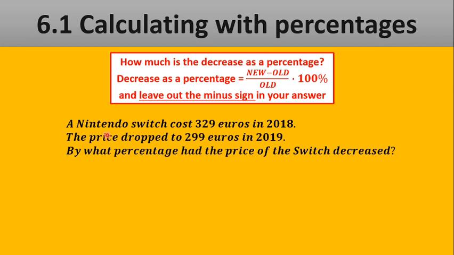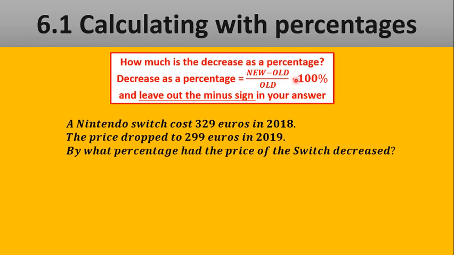Let's say the Nintendo Switch cost 329 euros in 2018. However, the price dropped to 299 euros in 2019. By what percentage had the price of the Switch decreased? I take a look that they say by what percentage. They didn't just ask by how many euros. You could just do 329 minus 299, which is 30 euros, but that's not the question. We're going to take a look at the percentage decrease.